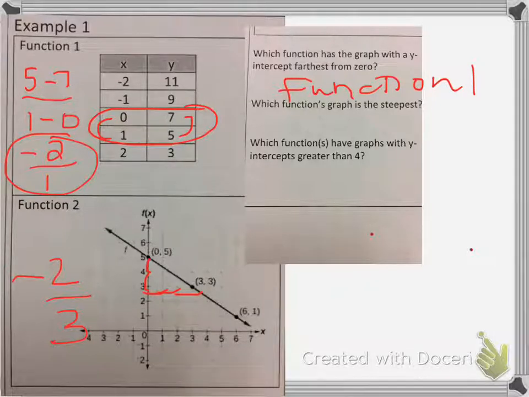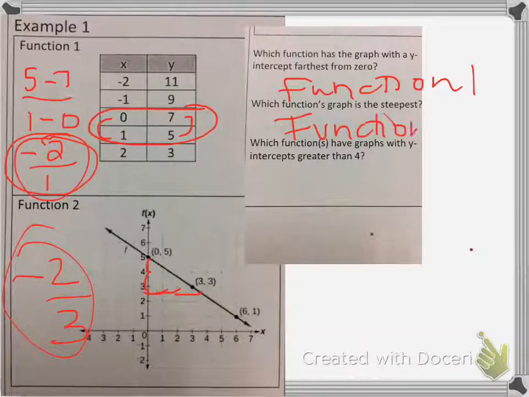Which function's graph is the steepest? The steepest would be the biggest number. This number is negative 2. This number is not quite 1, it's a negative 2/3. So again, function 1 is going to be the steepest in this case.